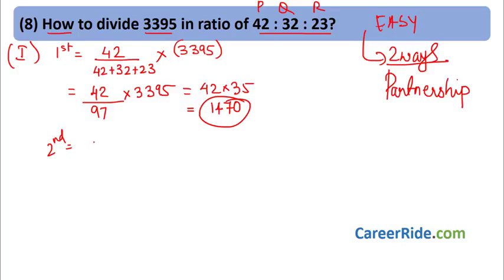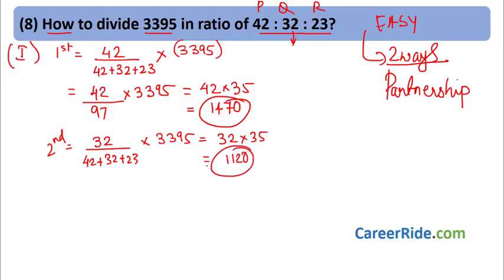The second part is, what is the ratio for the second part? 32. 32 divided by 42 plus 32 plus 23, that is all the 3 parts, multiplied by 3395, the total. What do we get? 32 into 35, right? That would be equal to 1120.